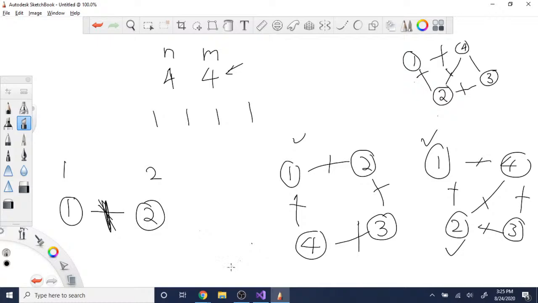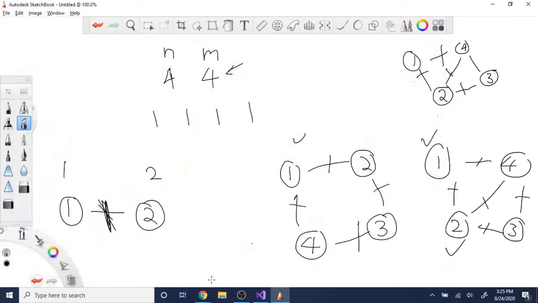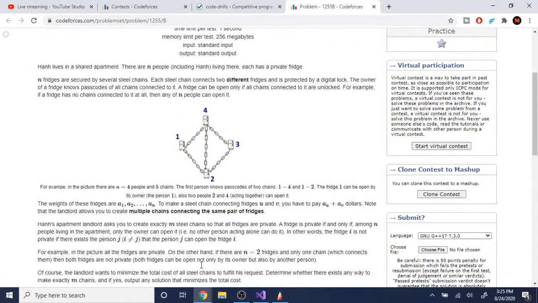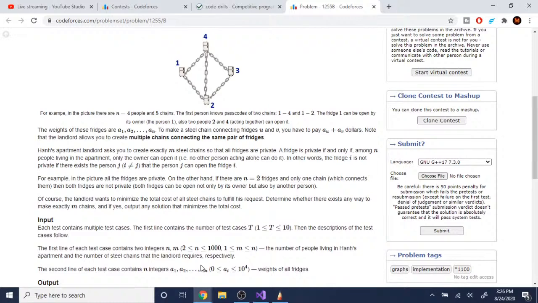How's 4 and 3 unique for their fridges? That's what I don't get. Like if I unchain this, these 2 is unchained over. Yeah, that doesn't make any sense. How are all the fridges private?